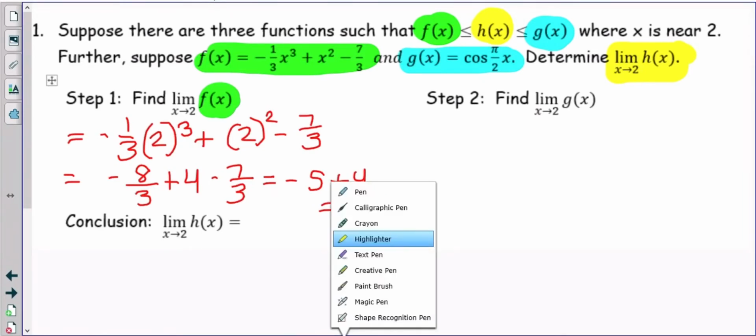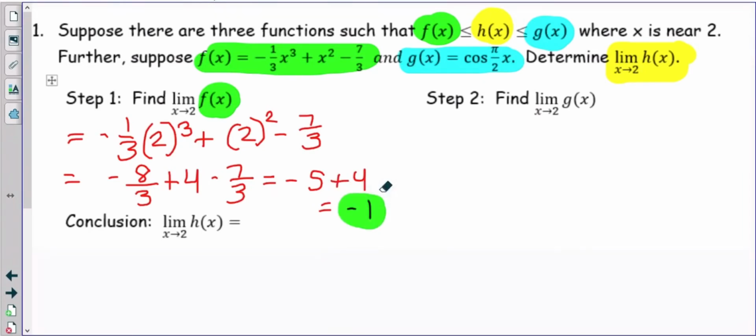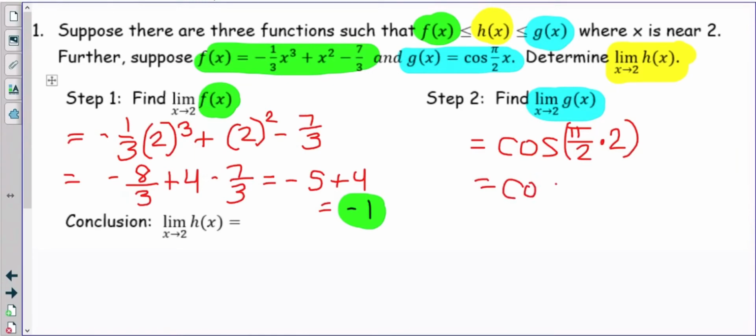Now I'm going to do the same thing for step 2, except I'm now going to use the limit as x approaches 2 of g of x, which, remember, was the cosine of pi over 2x. So let's try to find our limit. And again, we're just going to plug right in. So it equals the cosine of pi over 2 times 2. We're plugging 2 in, which is just the cosine of pi, which is negative 1.